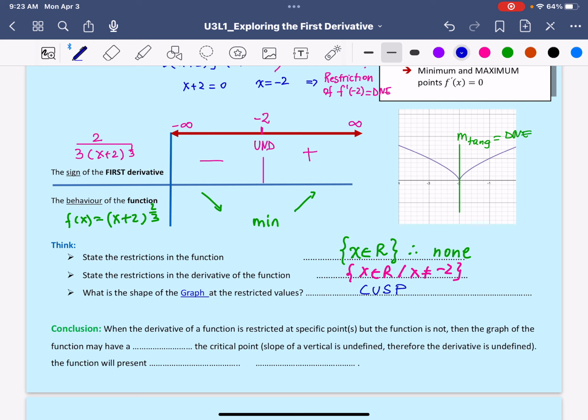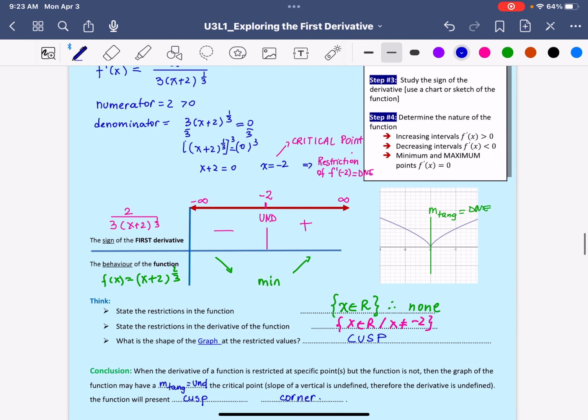So we're going to say in conclusion that when the derivative of a function is restricted at a specific point, but the function isn't, then the graph of the function may have a cusp at the critical point, and that can happen when the slope of the tangent is undefined. Or in other words, the derivative is undefined at the critical point. And the function will present either a cusp or a corner.